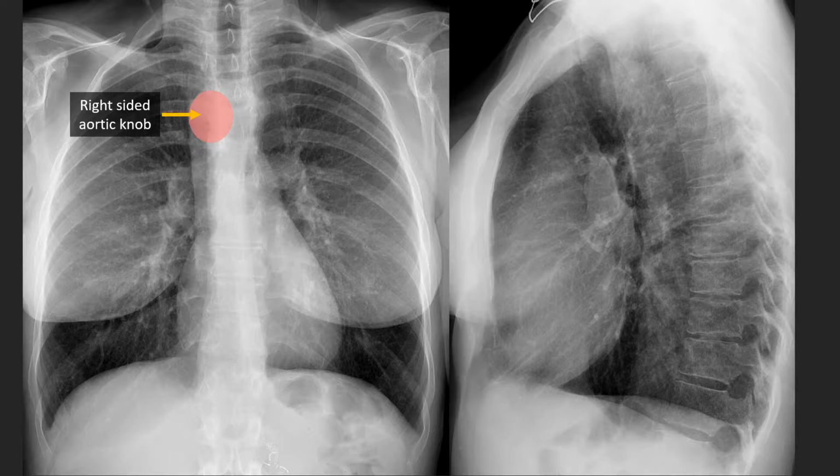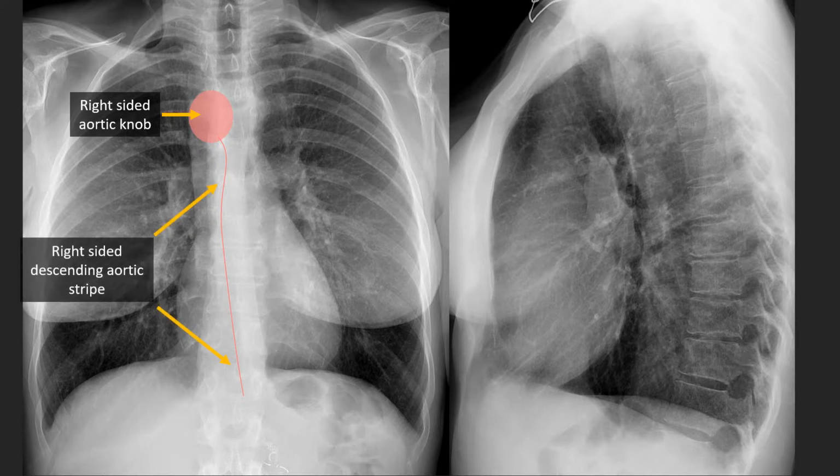Also note how we do not see the normal descending aortic stripe. It is now somewhat to the right of midline. What about on the lateral view? What's going on with the trachea here? We can see that it's displaced anteriorly. So not only is it going the wrong way to the left, it's also being pushed anteriorly.